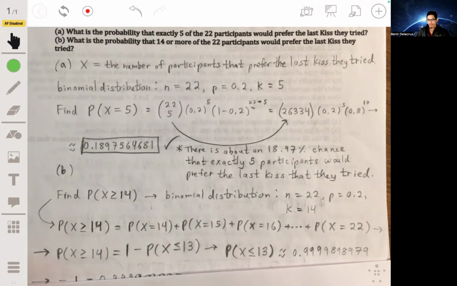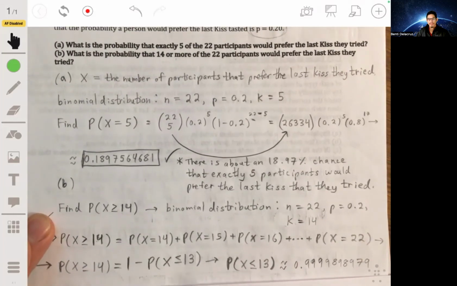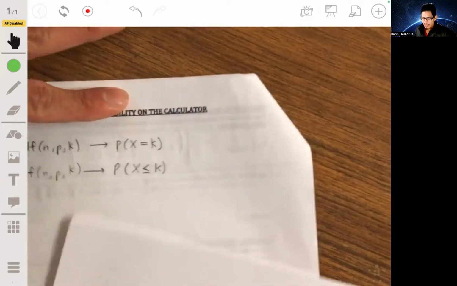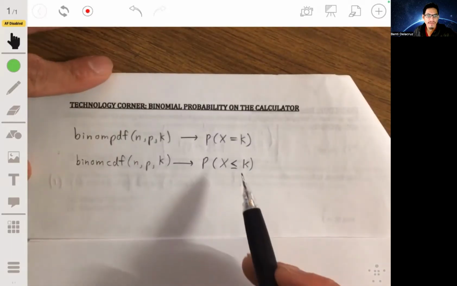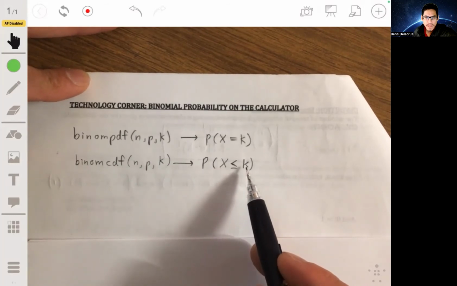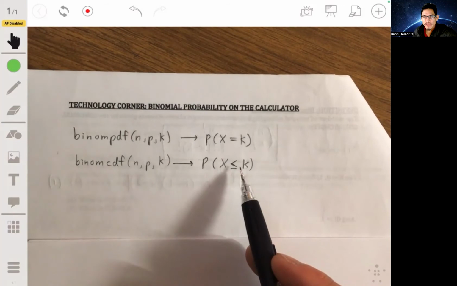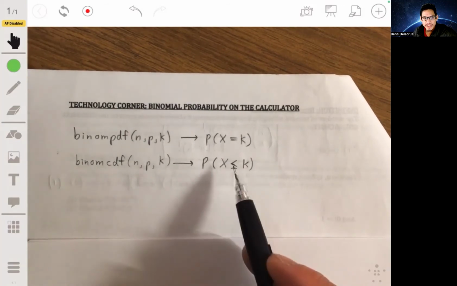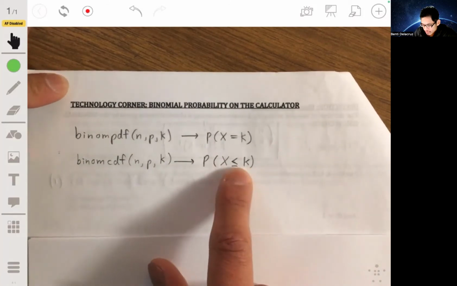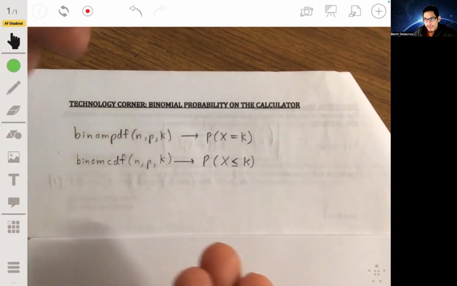I'm going to go over how I got that in just a second, but you're probably thinking, why do you do it that way? Why don't you just figure it out directly? Well, the downside is that the calculator function only finds the probability that x is less than or equal to some value. We're trying to find greater than or equal to 14, but we can only do less than or equal to 14. But you can use this to help you figure it out by just subtracting it from 1.